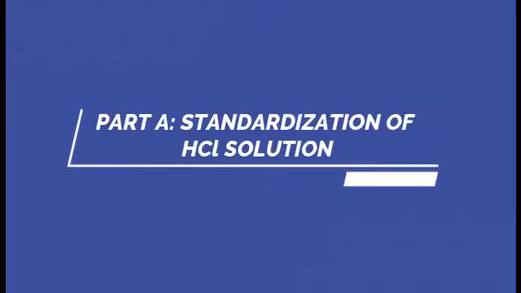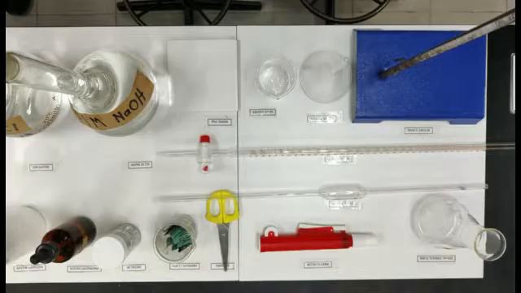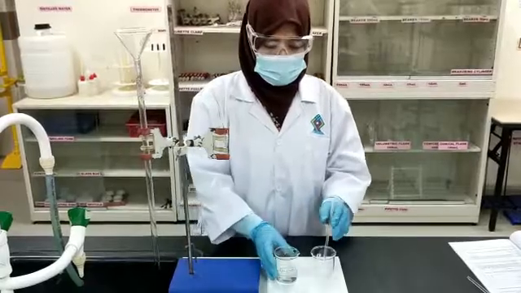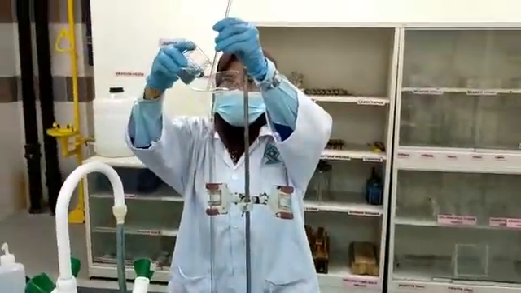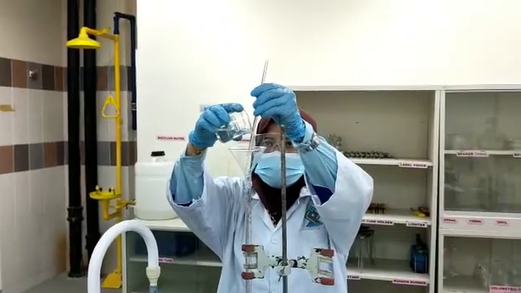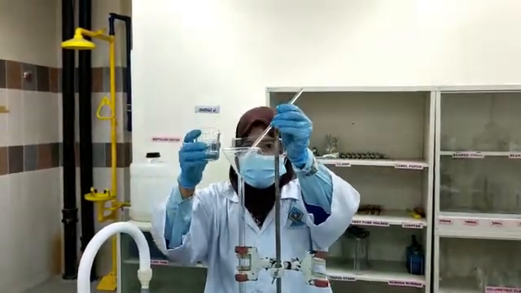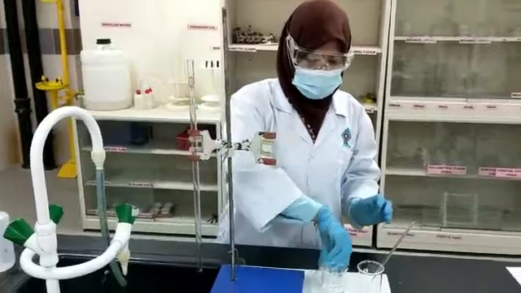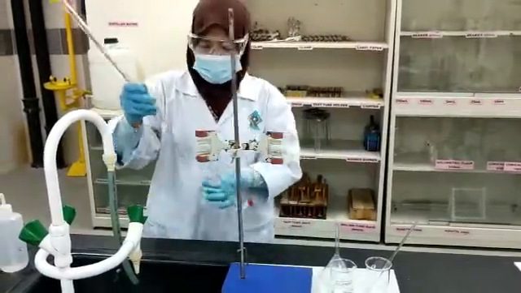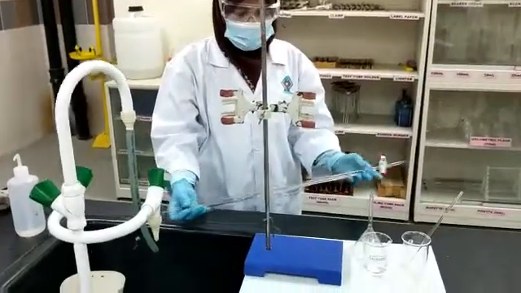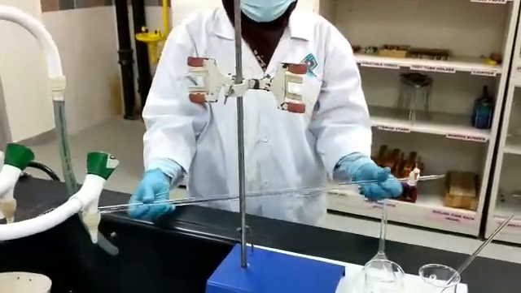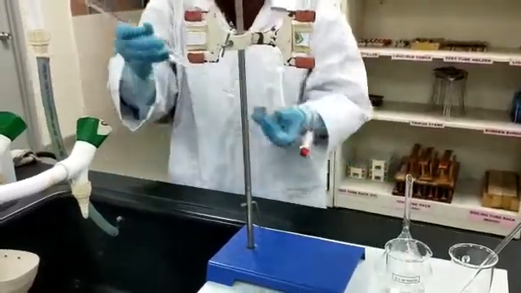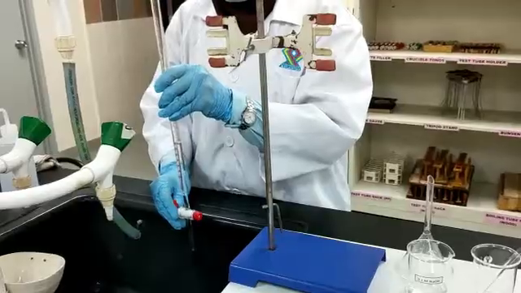Part A. Standardization of hydrochloric acid solution. Before starting the experiment, we must prepare all the chemicals and apparatus needed. Let's begin by rinsing the burette with distilled water. Use a glass rod and filter funnel to fill the burette with a small amount of distilled water. Remove the filter funnel, take off the burette and place it horizontally. Rotate the burette and allow the distilled water to flow out. Open the stopcock to drain it completely.